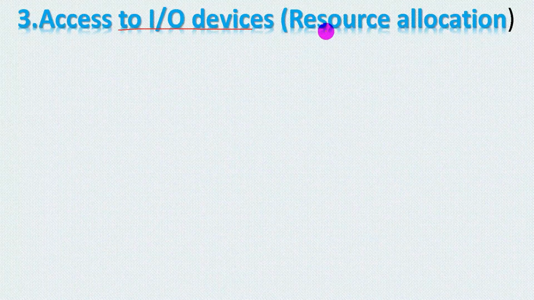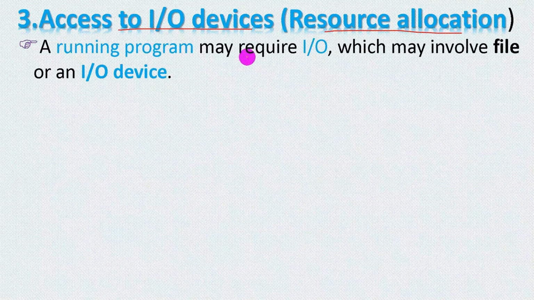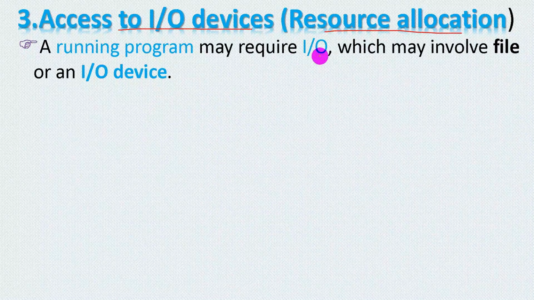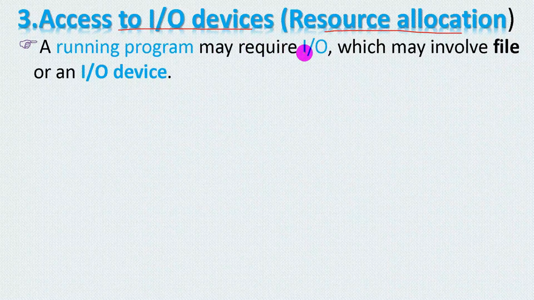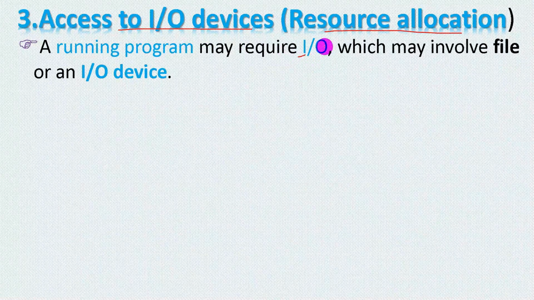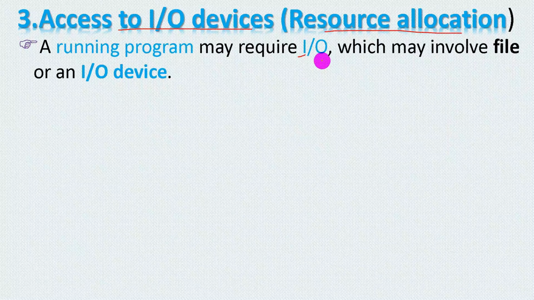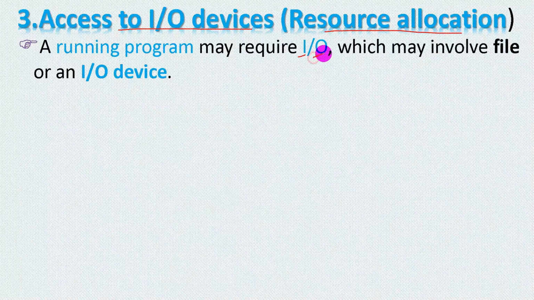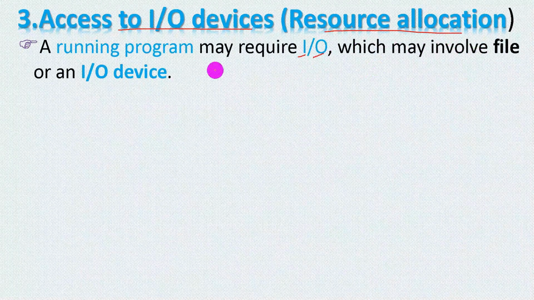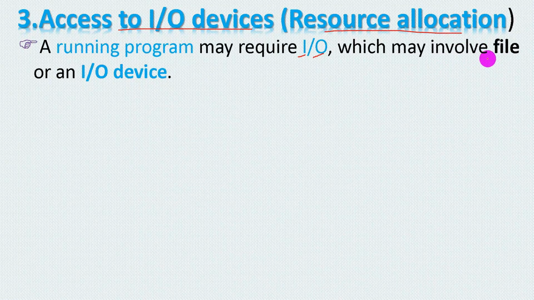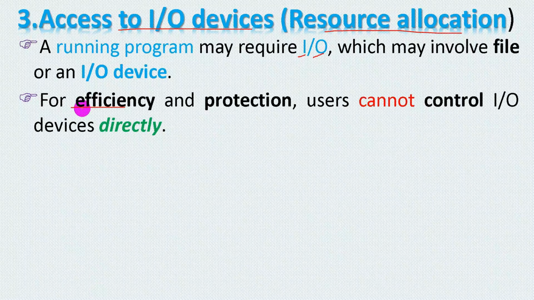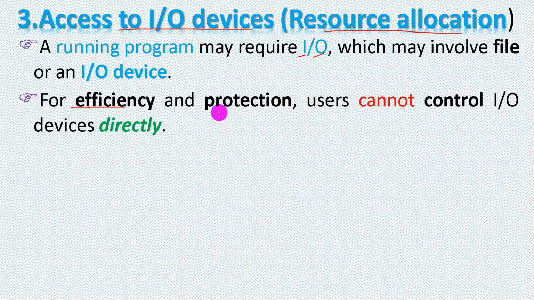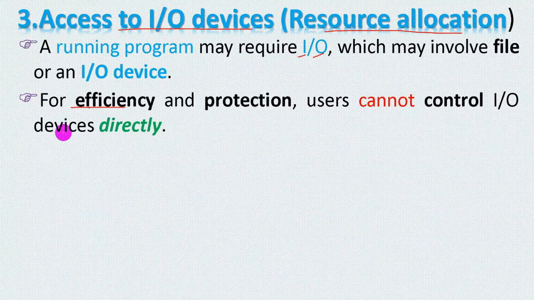The third one is access to input-output devices, or resource allocation. A running program may require input-output. For instance, in order to run or execute a program, maybe it takes an input from the external world with an input device, and also to produce an output, or to display the result to the external world, it uses an output device, which may involve a file. If it is a file, it directly extracts information from memory. Because of those parameters, which are efficiency and protection, the user cannot control input-output devices directly.